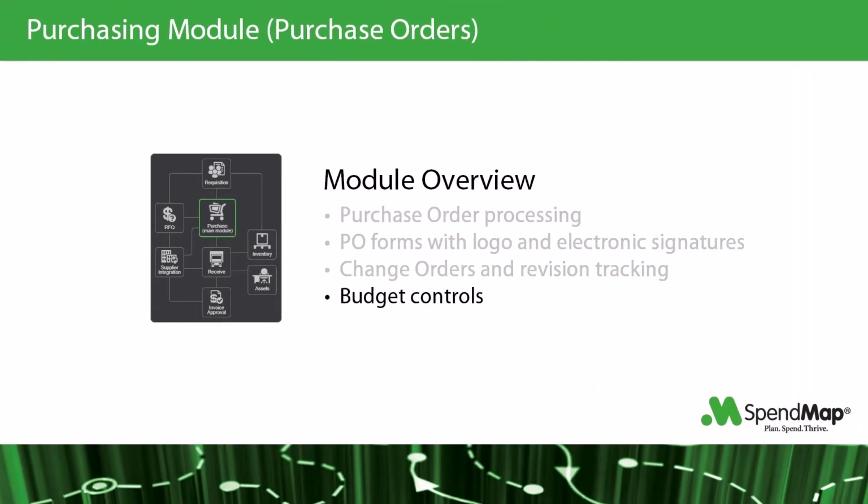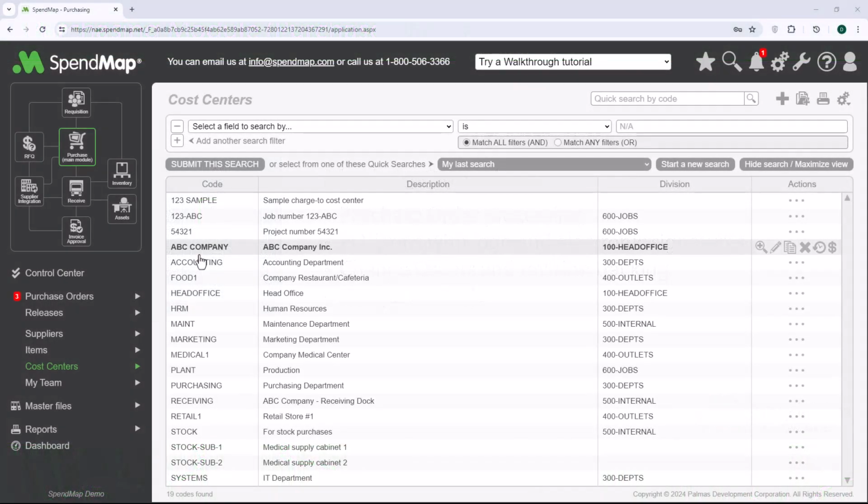In addition to reporting on your spending after the fact, for more proactive spend control, you can optionally set up budgets for your cost centers and GL accounts, and SpendMap will keep track of how much is left in the budget in real time as you enter purchase orders and other transactions in the system. While working in SpendMap, you can see what's remaining in the budget, you can be notified when you're approaching the budget limit, and you can optionally stop users from creating new orders that will exceed the budget. Budgets are set up in the Cost Center master file.